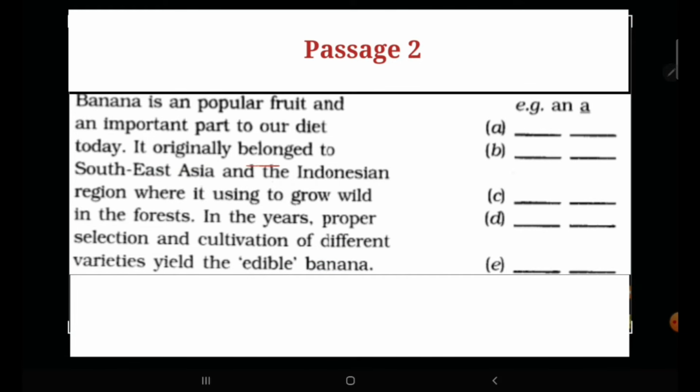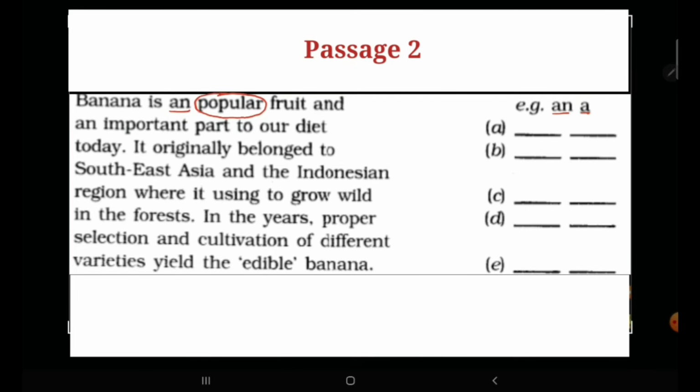Now you can see that there are 2 lines here in front of which there are no blanks. This means that this line has no error. So don't try to find out any error in these 2 lines. Alright, now let's start. The first line is already done, given as an example, but let's read and understand. Banana is an popular fruit. Now what's wrong here? The word popular starts with a consonant sound. So before a consonant sound, we cannot have an, we must have a. So the error here is an and the correction is a.